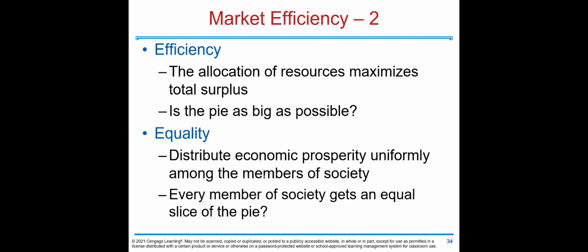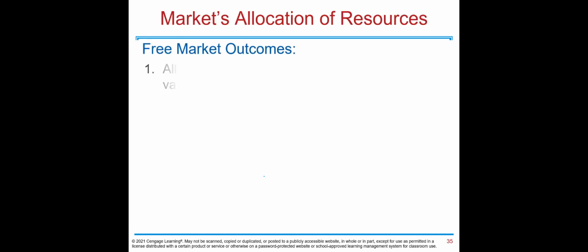Equality, on the other hand, distributes economic prosperity uniformly among the members of society. Every member of society gets an equal slice of the pie.